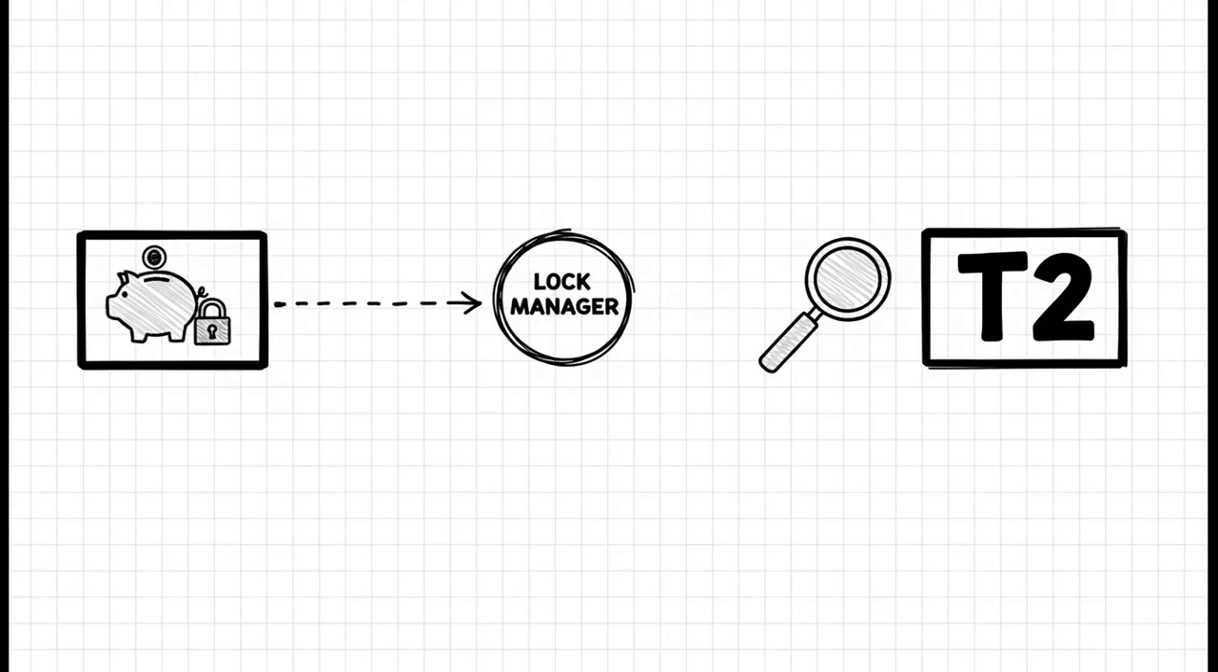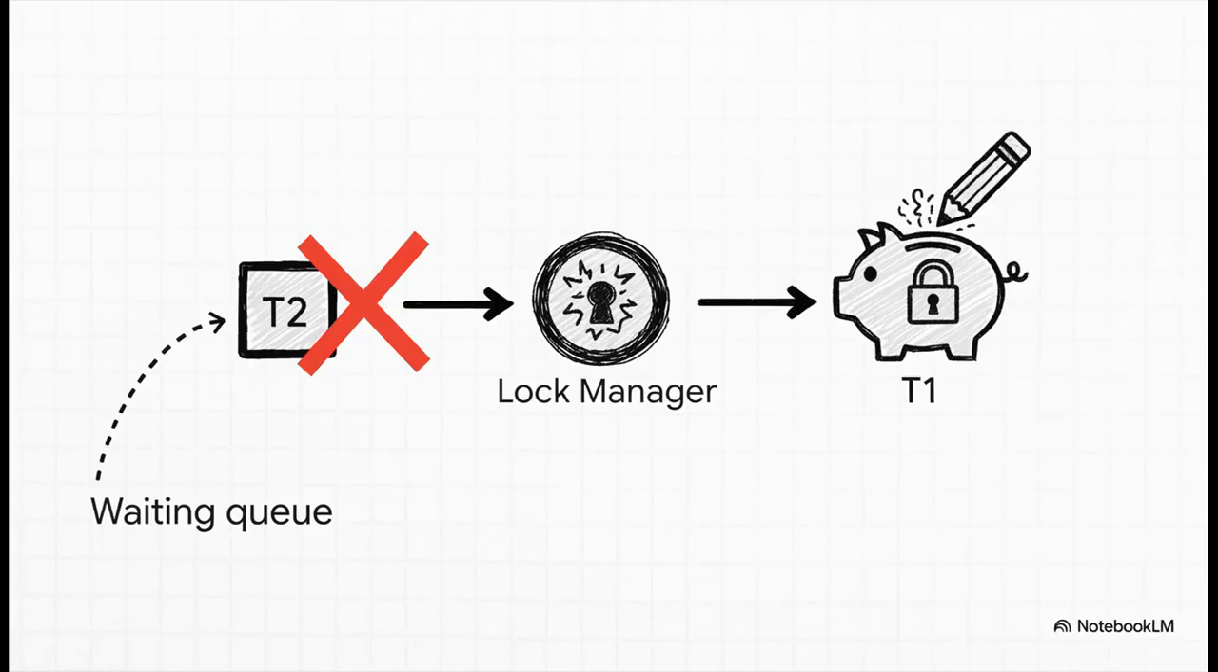But wait, here comes another transaction, T2. It doesn't want to change anything, it just wants to read the balance. So to do this safely, it politely asks for a shared lock on that very same account. And the request is denied. Why? Because T1's exclusive lock trumps everything.